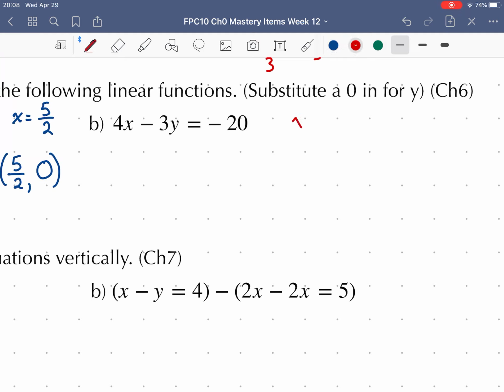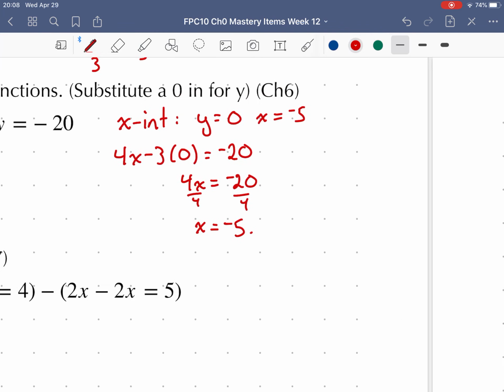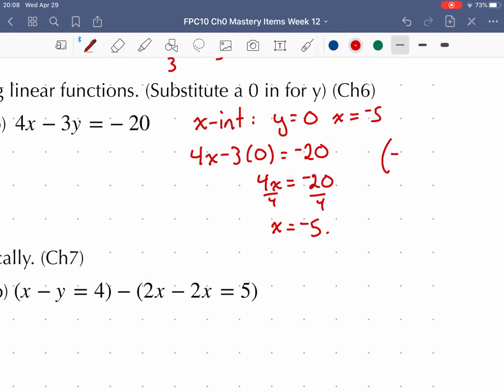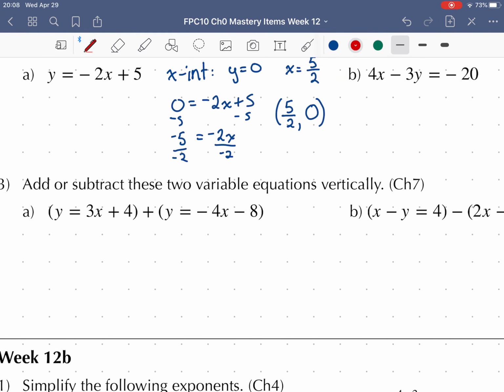All right, so we do the same thing. To find our x-intercept, we take y and we make it equal to 0. So we have 4x minus 3 times 0 equals negative 20. I put 0 in for y. I just get 4x is equal to minus 20. Divide both sides by 4 to get x is equal to minus 5. So our x-intercept is at when y is equal to 0 and x is equal to minus 5. If I write that out as a point, our x-intercept is at minus 5, 0. That is the location of our x-intercept.